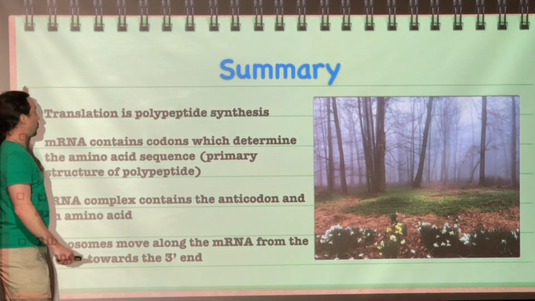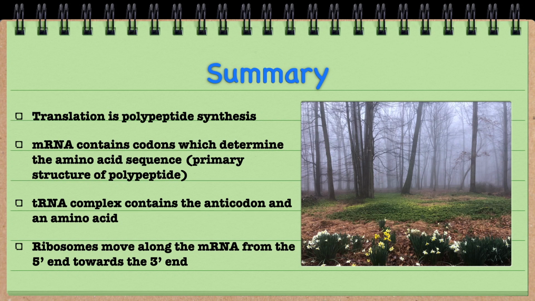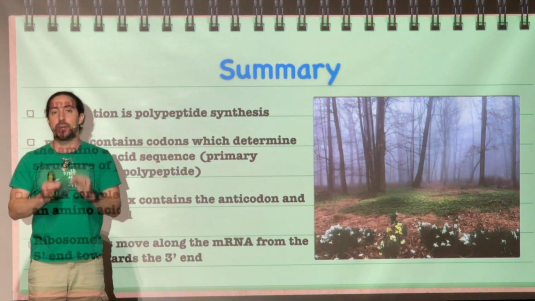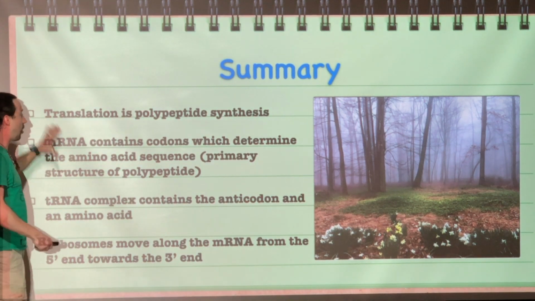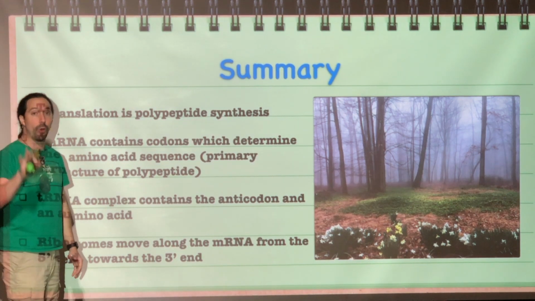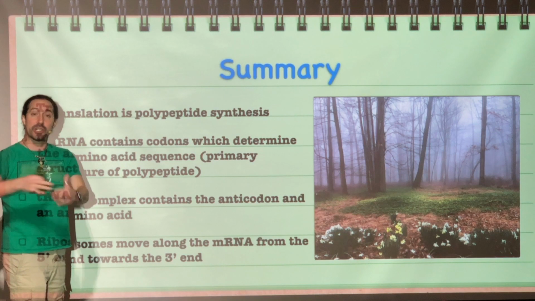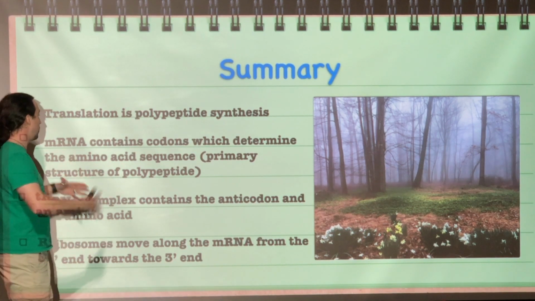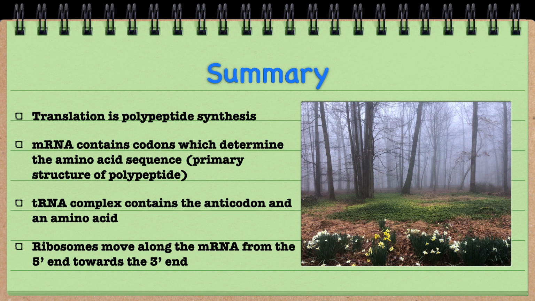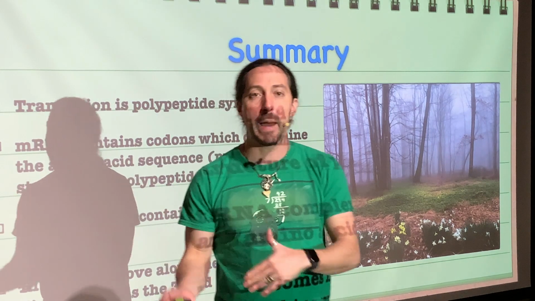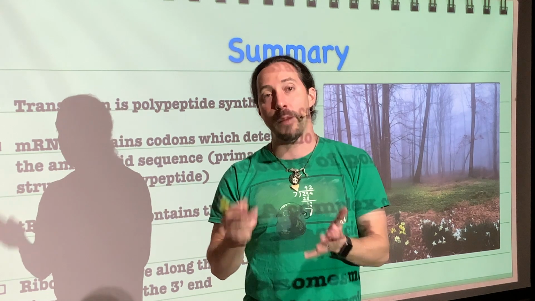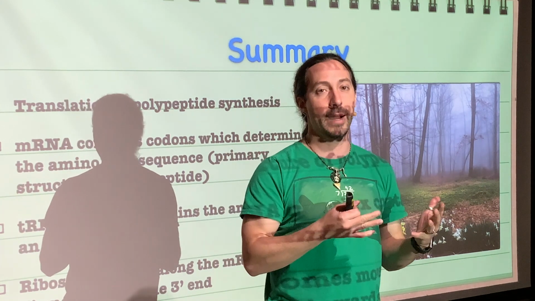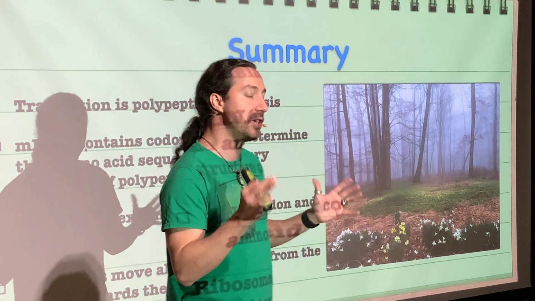So in summary, translation, that is polypeptide synthesis. That's where you're actually putting together the amino acids to build your polypeptide and possibly building your proteins. The mRNA is going to carry the codons, the instructions from the nucleus, out into the cytoplasm. And that is going to determine the primary structure of your polypeptide chain. This goes back to a few lessons ago where we talked about the different structures of the polypeptide chain, and the primary structure is the sequence of those amino acids, the order of amino acids, and that's determined by the codons on the mRNA.